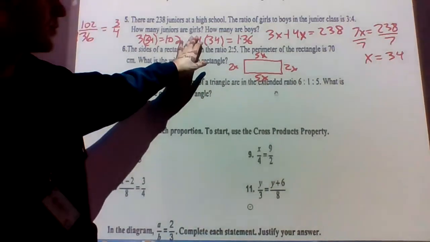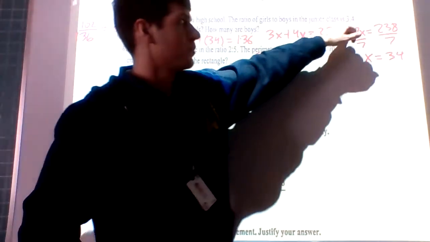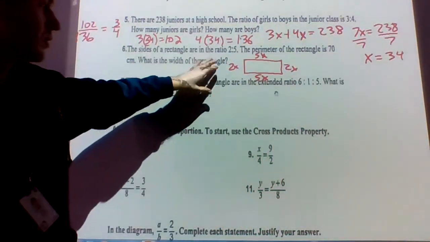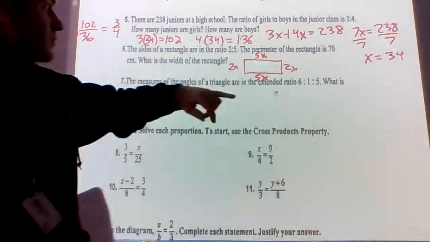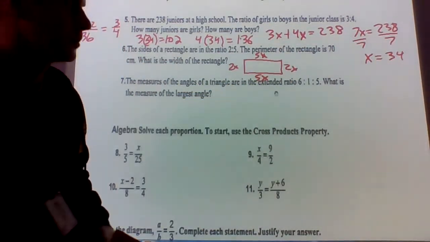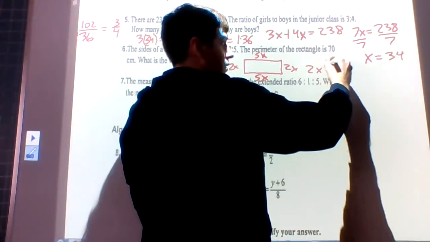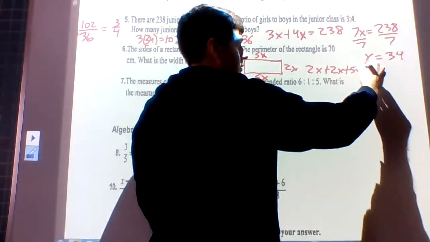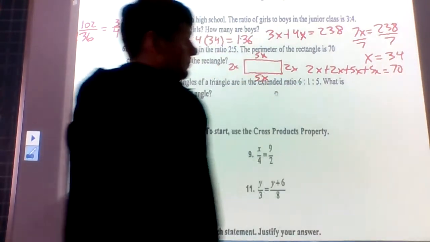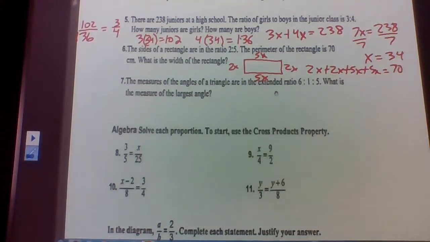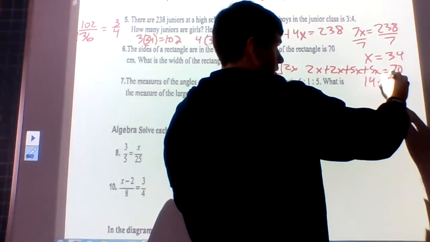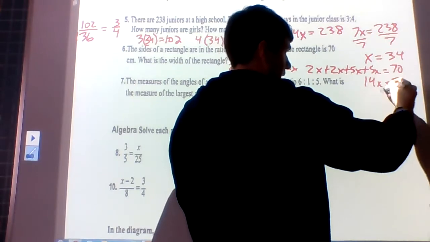If this is 5x, that one's also 5x. So it's a little different from the first one, because the first one you just took the two numbers in the ratio. 3x plus 4x equals the total. And so in class what some people did was 2x plus 5x equals 70. But remember, perimeter is all 4 sides of the rectangle. So we have to do 2x plus 2x plus 5x plus 5x equals 70. Add that all together, we get 14x equals 70. So we get x equals 5.